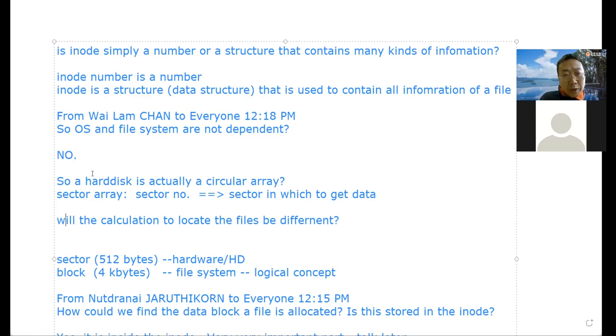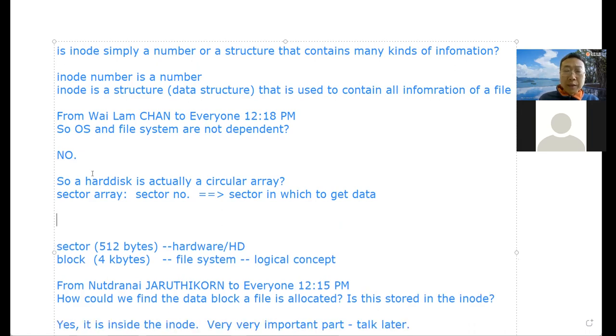Well, the calculation to locate the file will be different. So what do you mean? I delete this question because it is a kind of confused question. But generally speaking, forget about the file. File is inode inside our file system. Then inside our inode, we use our inode mapping to find our data. We will talk about that next time.